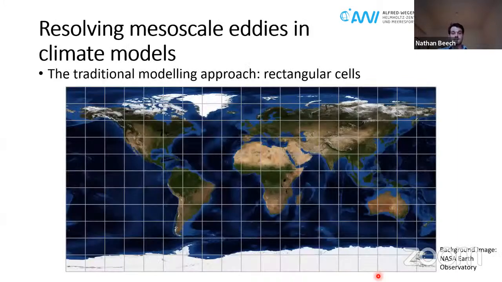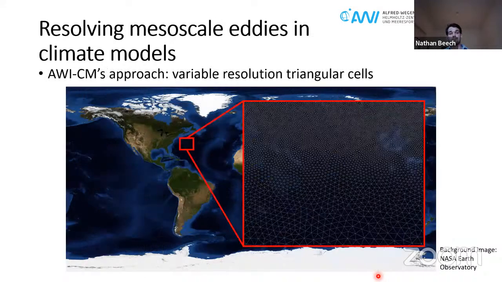And so bringing that back into climate models and the grids that we use, the traditional modeling approach is to divide the world into rectangular cells that are pretty much the same size wherever you go. Not always, but pretty much the same size. And what makes AWI-CM, the climate model that we're going to be talking about today, unique and interesting is that we don't use that approach. Instead of rectangular cells, we use triangular cells.